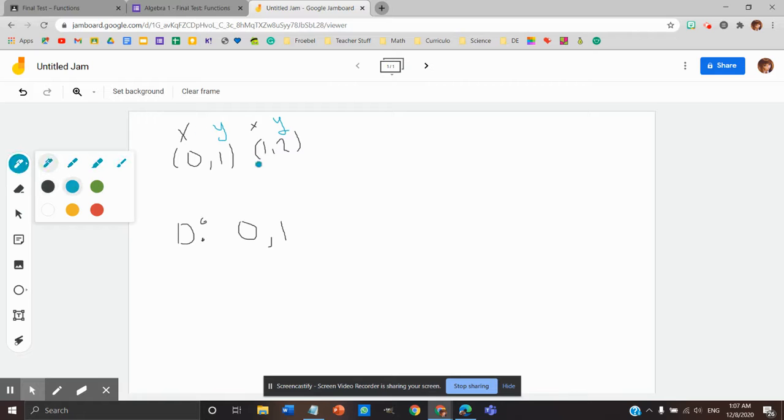And for my range, I'm just going to write R as range. Again, it's difficult for me to write with my computer mouse. It's going to be everything that is my Y, right? So I have 1 and 2. That's going to be my range. And that's it. That is how I find my range in that type of relation.